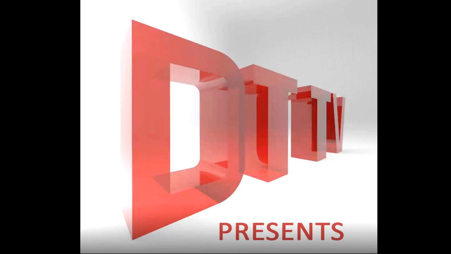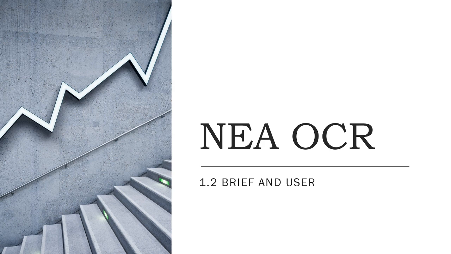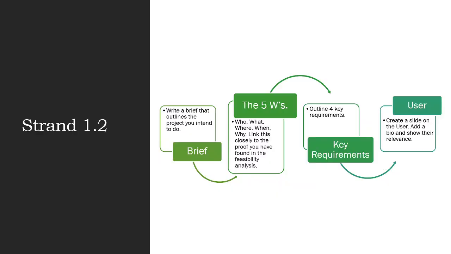Today we're carrying on with the videos for the NEA OCR. Today we're looking at 1.2, which is the brief and user. Normally this is referred to as the brief, but the user forms such an important part of this component and is a vital slide that you all need to do that I've included it within it. Omitting it will cut down on your marks significantly, so it's worth doing from the outset.